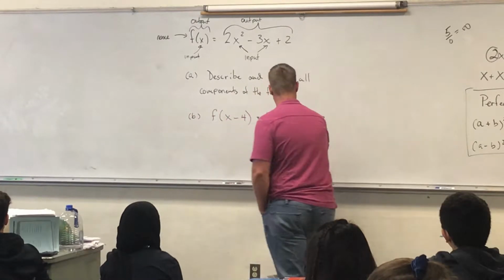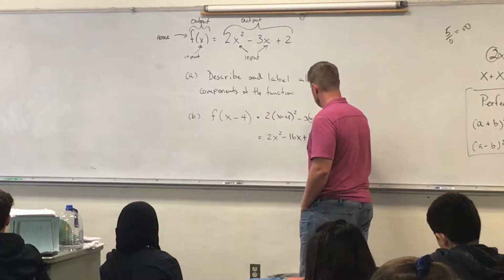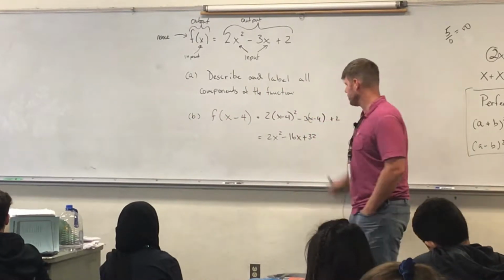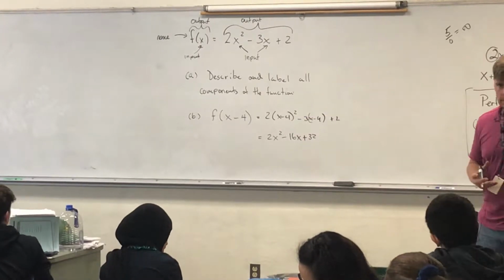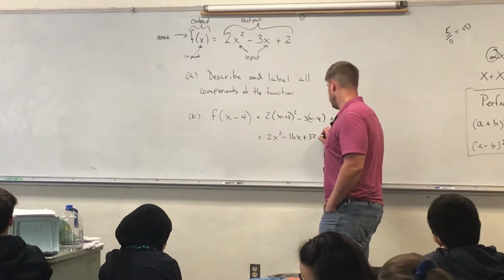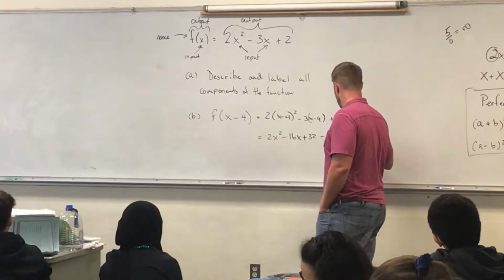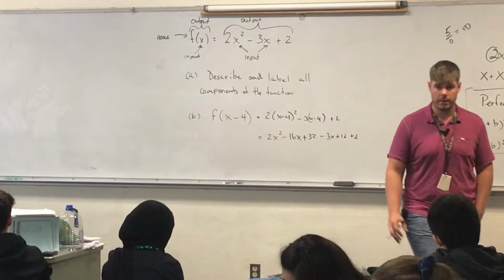Oops, I made a mistake. Right, plus 2. So there's that. I'm done. That right away is what makes this quick for me, that little piece. Then I'll write the minus 3x plus 12 plus 2. Does everyone follow me on that one so far?